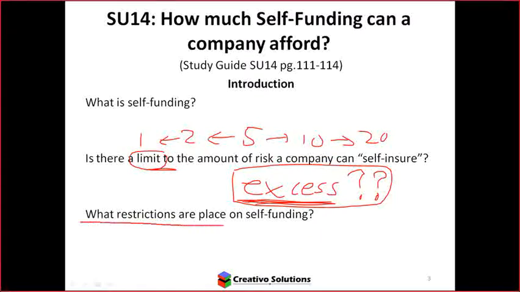So what restrictions would we place on self-funding? If we're looking at a business, what would a business have to consider before self-funding a loss? I think affordability. Yes. And what risks they are open to as well. Correct. Income. How much income does this company generate? What else? Would assets and liabilities affect your self-funding? Yes. Okay. Your assets and liabilities. Your financial position. Right.